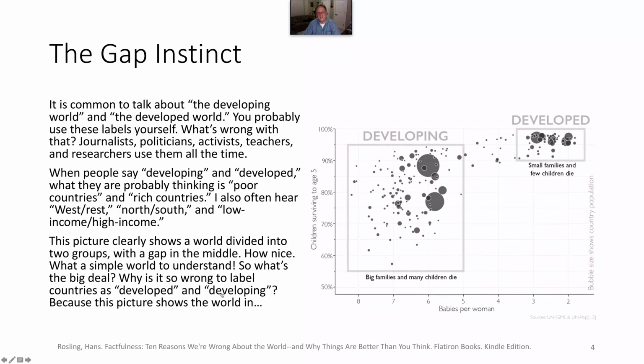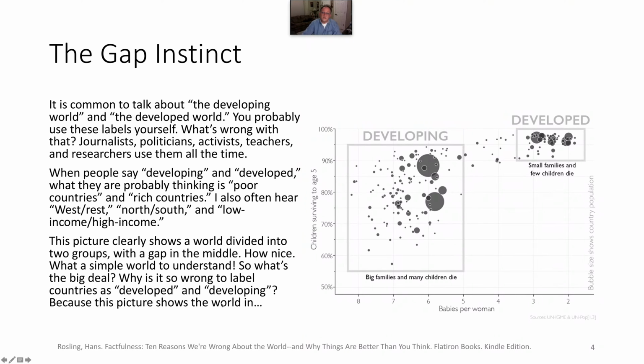The first instinct he talks about is the gap instinct. You have probably heard the term developing and developed world. And we often are in the developed world, and many others are in the developing world. We probably remember those CARE commercials when we were kids, and how we were supposed to send money to Africa because all of them were barefoot and starving and so forth. Well, it's really not that way for the vast majority of anywhere in the world today. But it's easy to have that mindset.